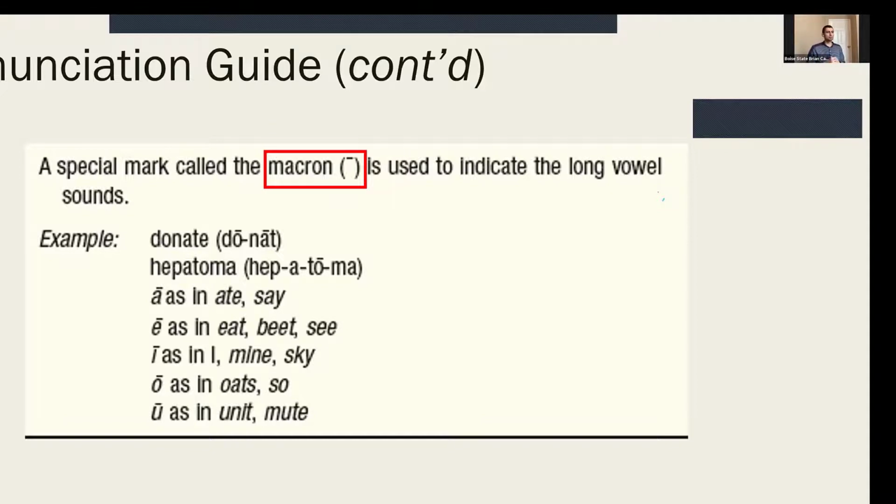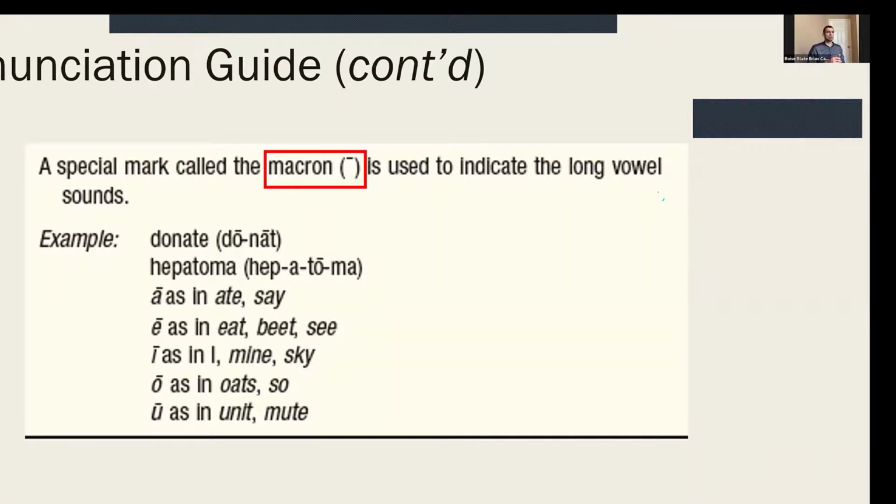Looking at a couple of the others, there you've got that hepatoma. Because there's not a macron over the E, we would not say it with a long E. It would be hepatoma, hepatoma.